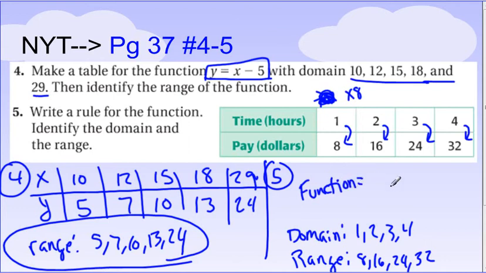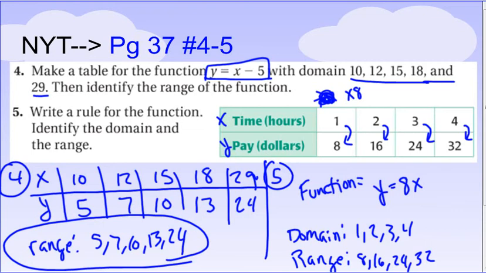The function equals, you take the x, the y value, the output, or the y value is the x value times 8. So we've got domain, we've got range, and we've got function.